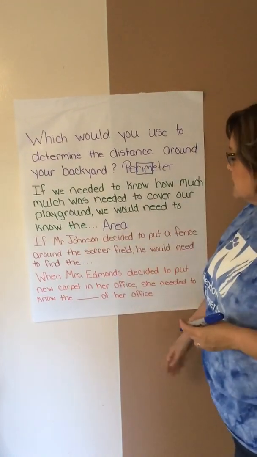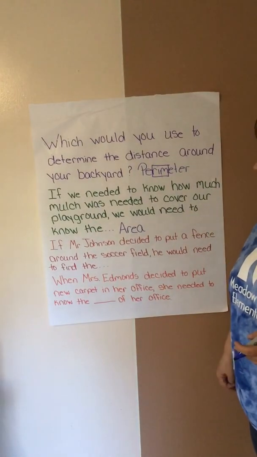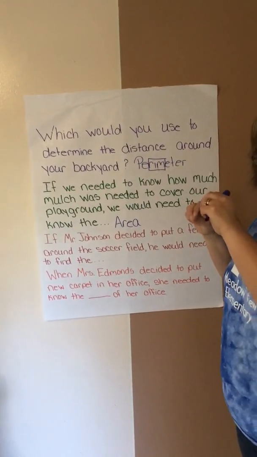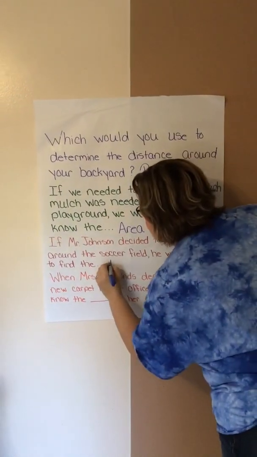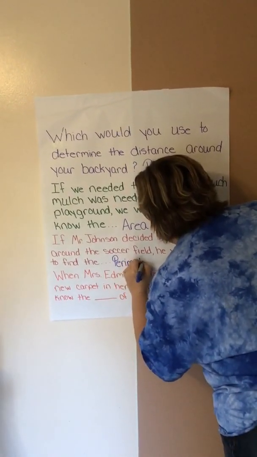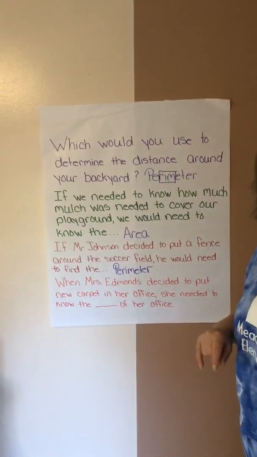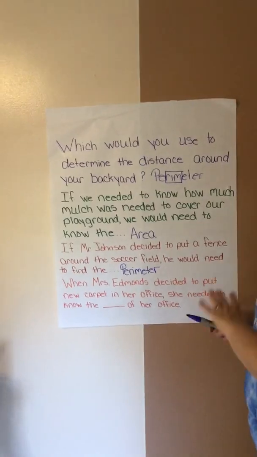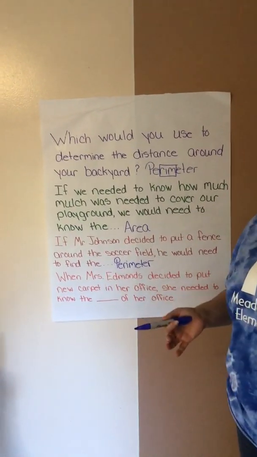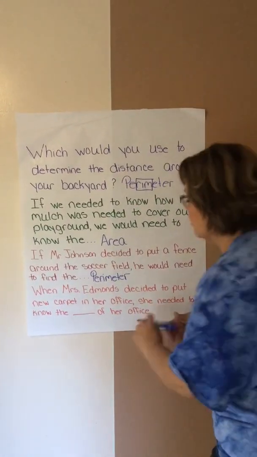All right, if Mr. Johnson decided to put a fence around that soccer field, our new soccer field, what would he need to find if he's doing a fence around the soccer field? Perimeter. And lastly, when Mrs. Edmonds decided to put new carpet in her office and she wanted to cover the entire office floor, she had to do some measuring and she had to figure out what? She had to figure out the area.